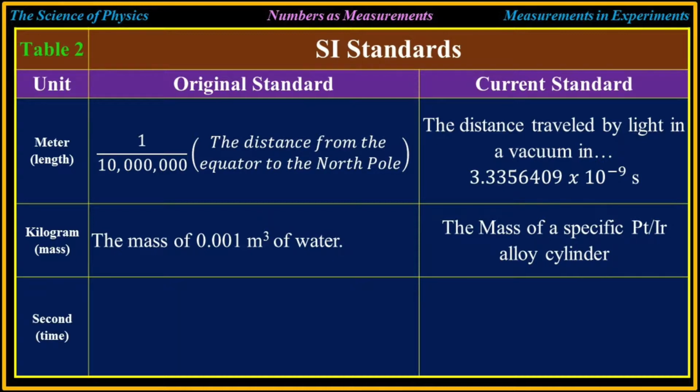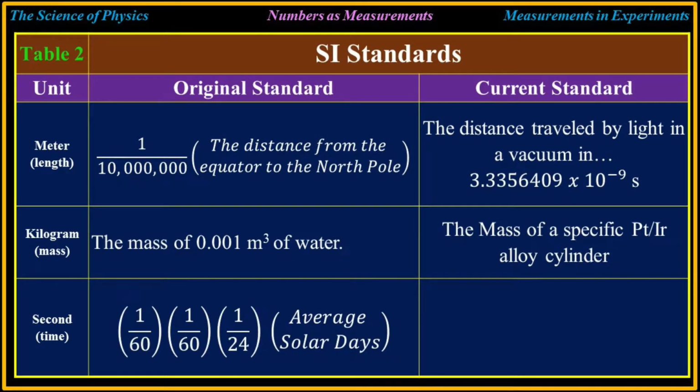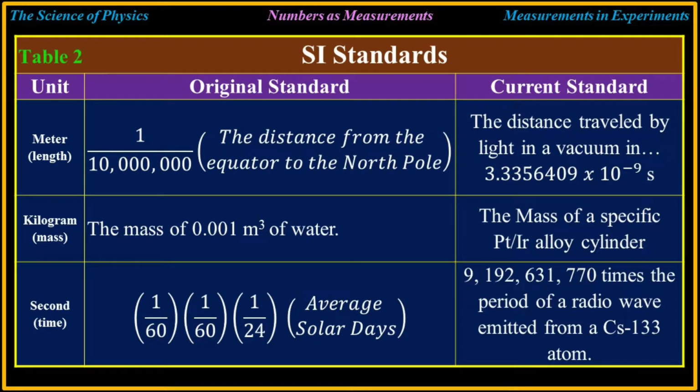And a second. This might be interesting. Sure, it has something to do with cesium now, something. 1/60th times 1/60th times 1/24th of an average solar day. Sounds right. And then now it is 9,192,631,770 times the period of a radio wave emitted from a cesium-133 atom. Oh, right, that sounds very scientific.